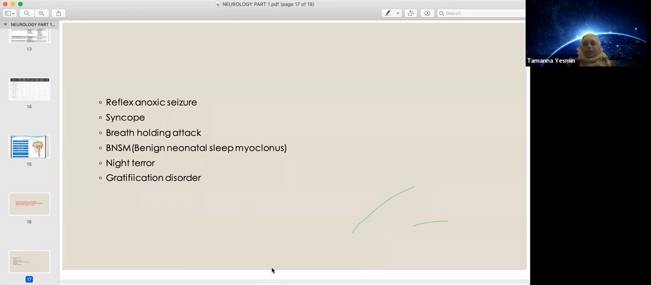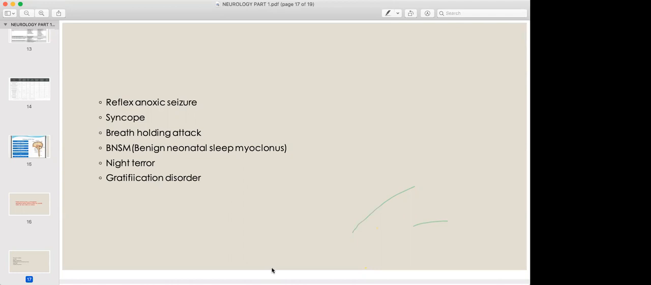Okay, so reflex anoxic seizure, syncope, and breath holding we have discussed. Now, benign neonatal sleep myoclonus. Does anyone have any idea what this sleep myoclonus is? Neonatal means it starts from neonatal life, right? So how long does it persist? It usually persists up to 3 to 4 months. Very rarely it persists beyond 6 months.